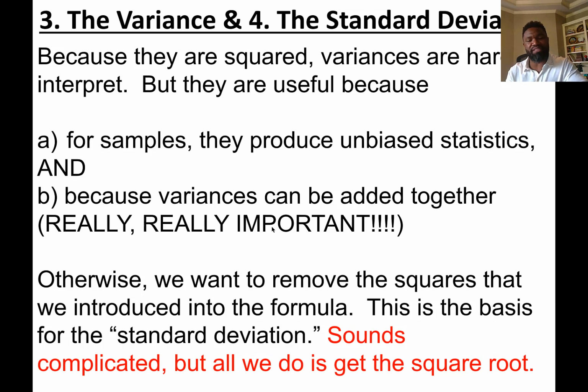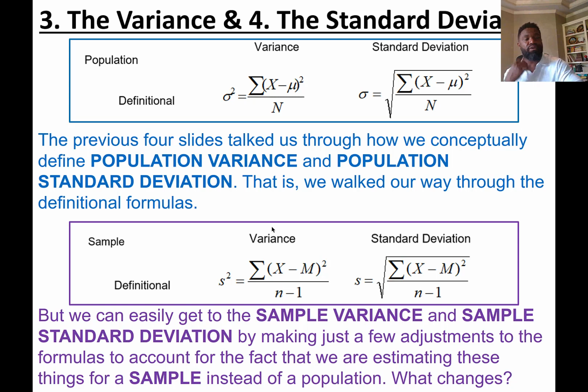And so we fix that problem of these things being squared by using the square root, and that gives us the formula for standard deviation. It sounds complicated, right? But all you have to do is get the square root of the variance, and then you have it. So let's look at these formulas. I pulled these out. These are screenshots of your formula sheet that you should have at home in front of you right now.